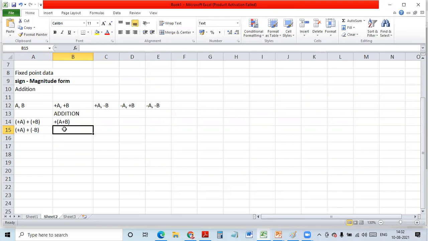To perform the operation, you should know which of the numbers has the greater magnitude. You have to compare the magnitudes and then decide whether B has to be subtracted from A or A has to be subtracted from B. So you need a comparator which checks the condition.